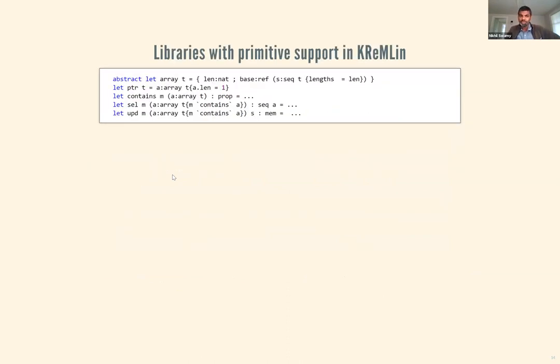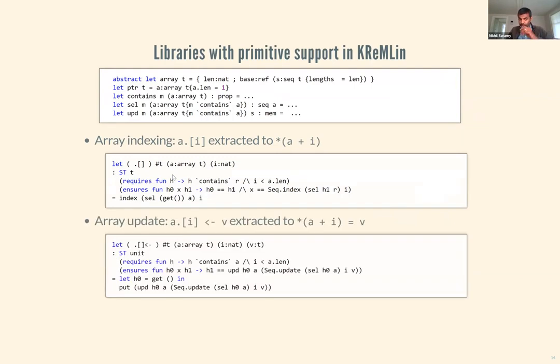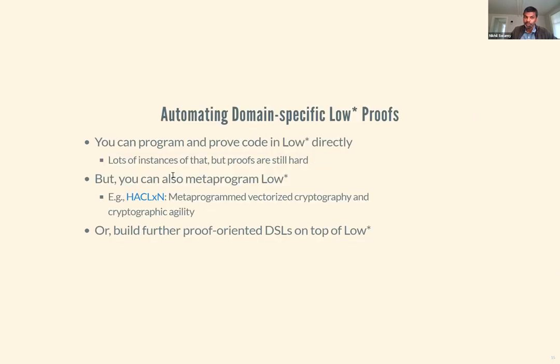And this too was a question, so I think I covered this as well. Certain libraries have primitive support, like array. These operations that we expose in F-star get primitive treatment in KaRaMeL. But what I wanted to get towards here was that you can certainly program and prove code directly in F-star, and we do that often. But proofs can be quite hard. You have to think about the memory footprint of every one of your operations and show that they don't overlap with others, and so on.